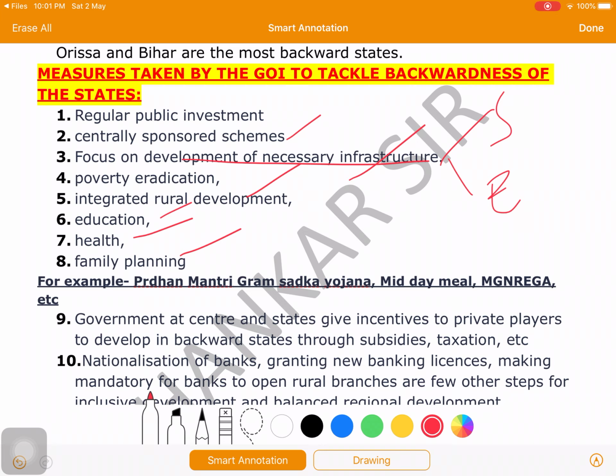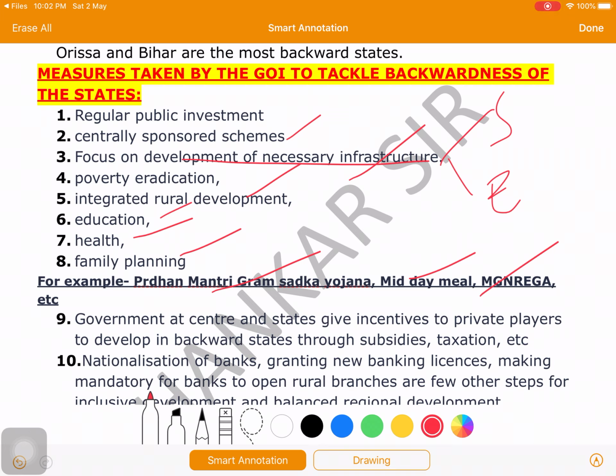The government at the center and the states give incentives to private players. For example, to understand the most important schemes with the intention of social welfare and balancing all the regions in India: Pradhan Mantri Gram Sadak Yojana, Midday Meal Scheme, Mahatma Gandhi National Rural Employment Guarantee Act, Jan Dhan Yojana, and whatnot. There are many centrally sponsored schemes which directly concentrate on balancing the differences between the regions or states within India.